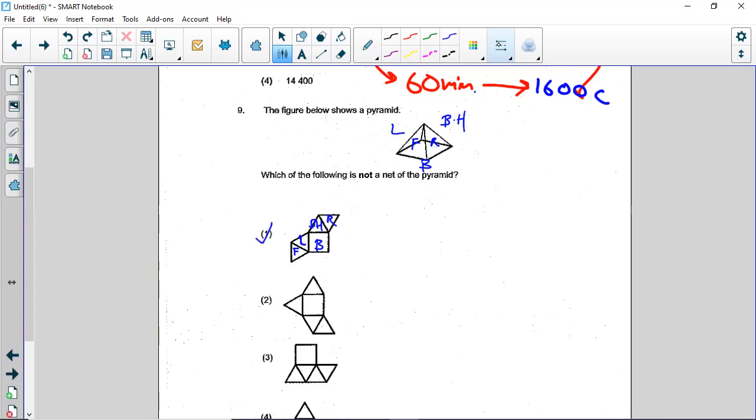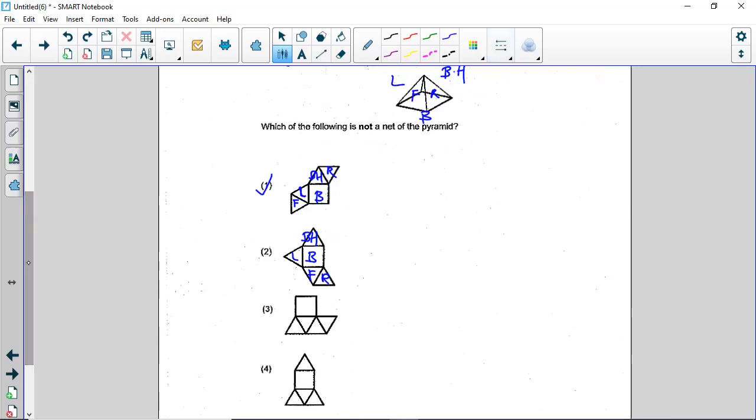How about number 2? Number 2, your base. Then your left side, then your front here, and then your behind is here. And then the right side will be here. All right, now I want you to look at number 3.